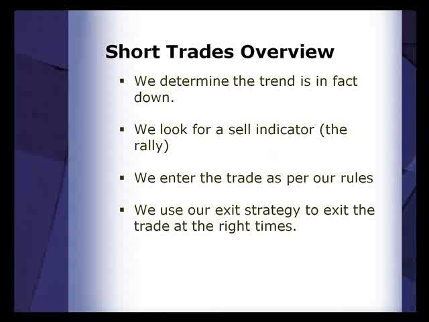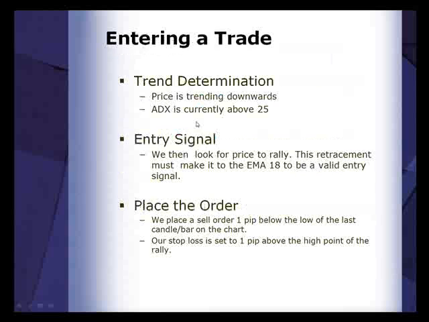When we make a short trade, we need to take 4 steps. We first determine what the trend is. We need to make sure it is in fact a downtrend. We then look for our sell indicator. In this case we're using the rally points as our entry points. We enter the trade as per our rules, and then we use our exit strategy to exit the trade at the right time.